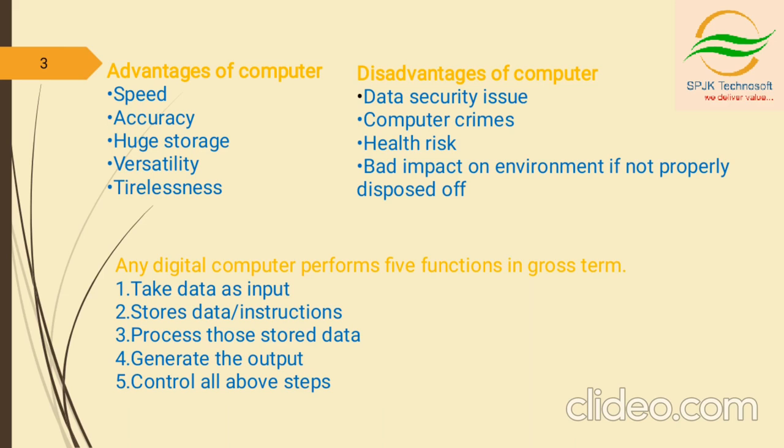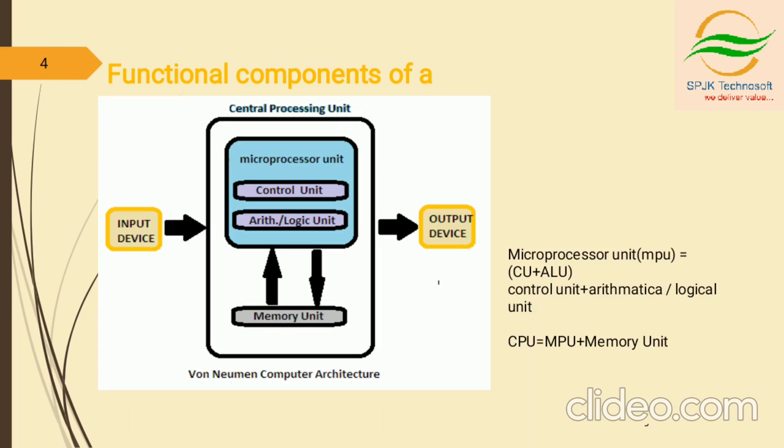Next, any digital computer performs five functions in gross terms. Those are: take data as input from the user, store this data in the storage devices, process the stored data using the instructions or program, which is nothing but performing the operations, and generate the output. By performing the operations, we get the result, that is the output. These all are controlled by the control unit.